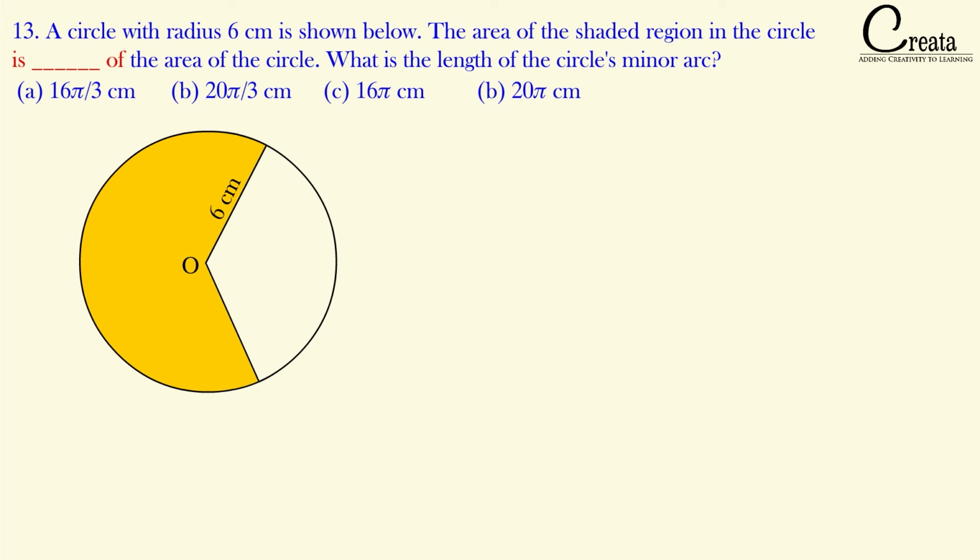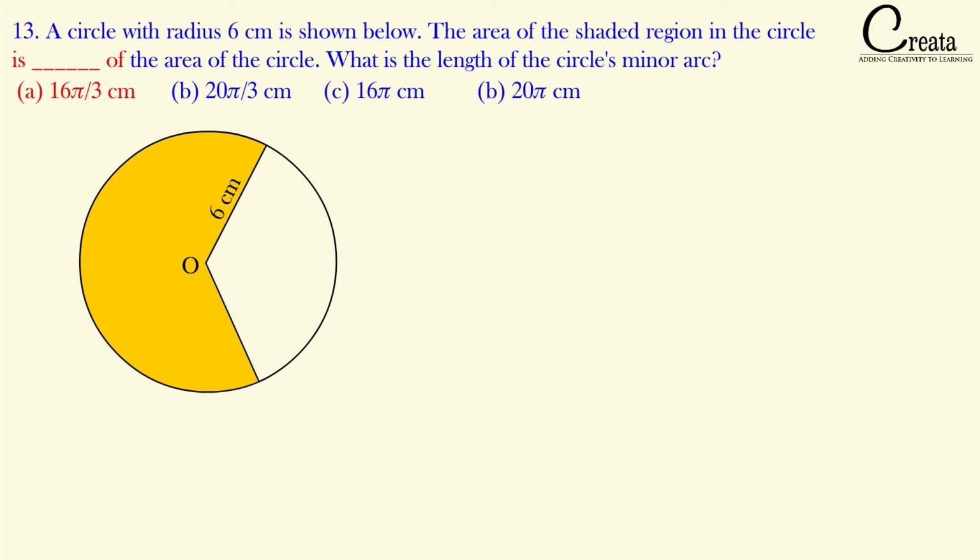If you refer to the CBSE answers, the answer to this question is A, that is 16 pi upon 3 centimeter. The length of the minor arc is 16 pi upon 3 centimeter. So we know the answer. Now we will go in the backward direction and we will find what is missing in this question. Got it? Why are we doing so? Just for the understanding and building the basic blocks. Okay, let's proceed. Here the length of the circle's minor arc is given as 16 pi upon 3.